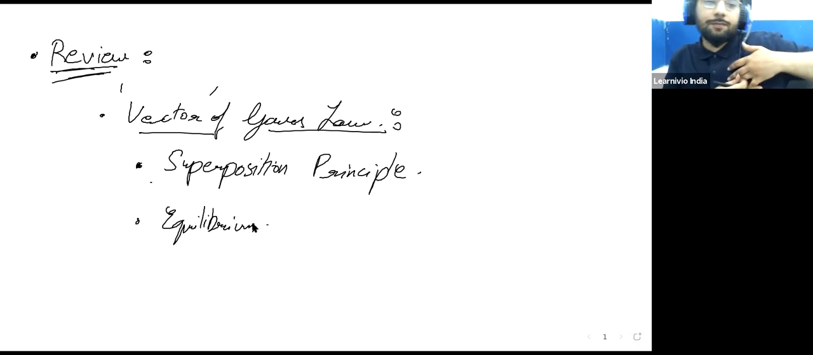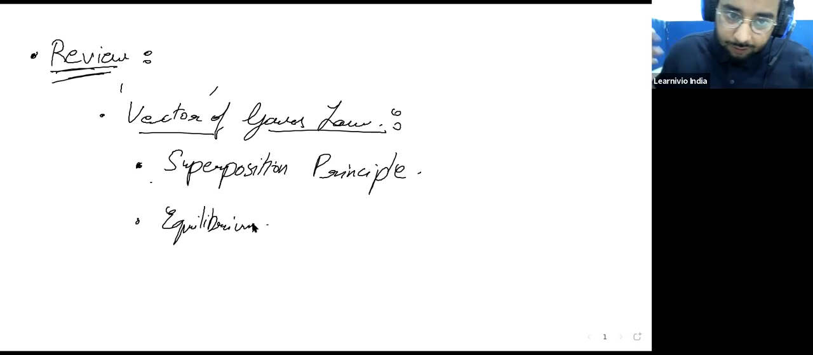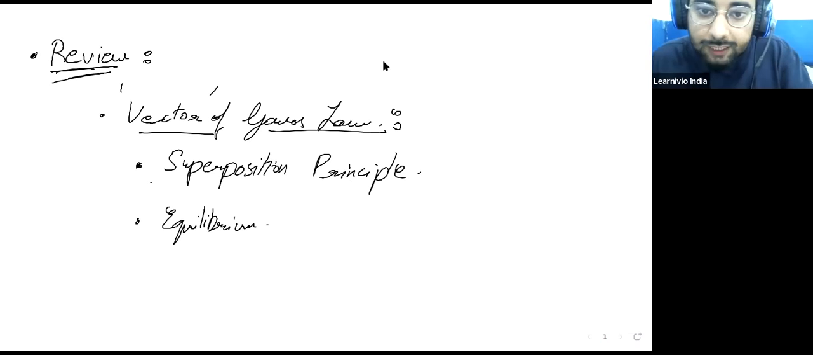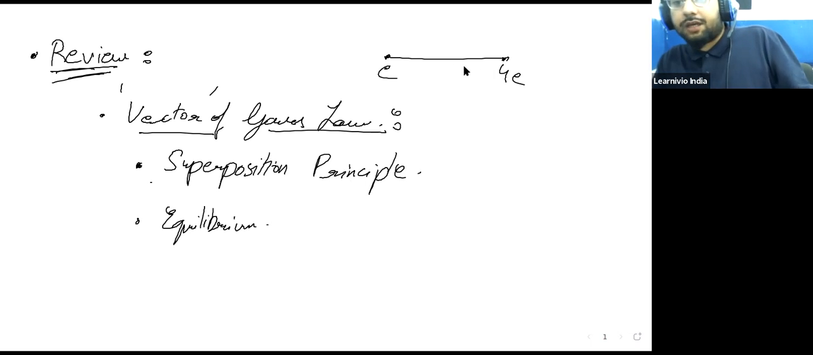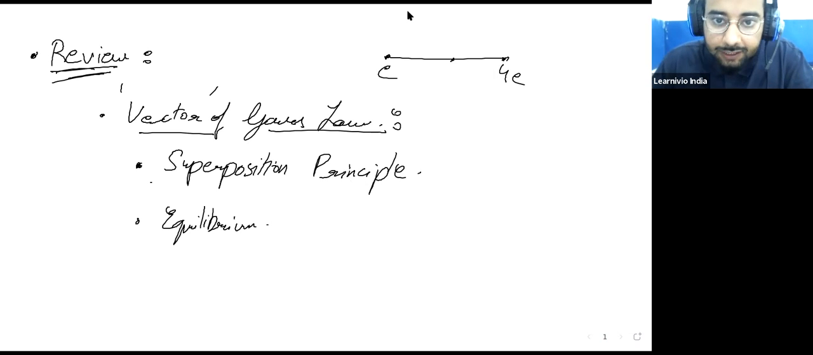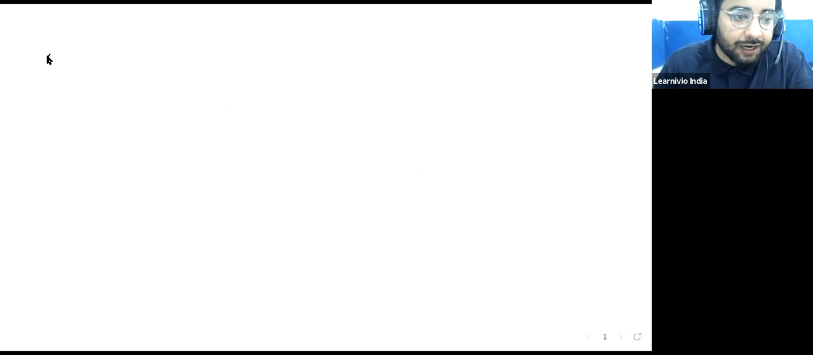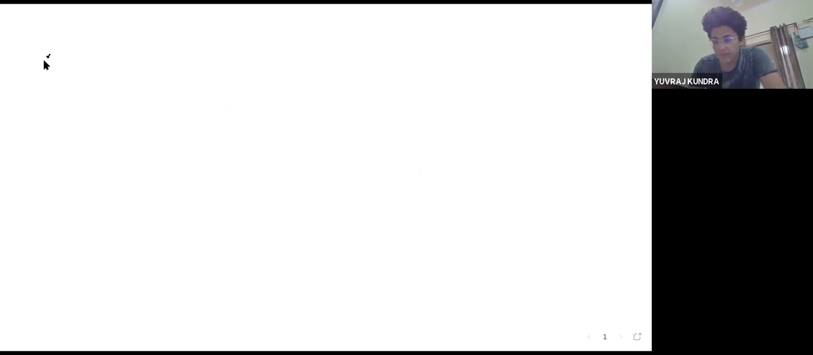And then we did a couple of problems on equilibrium. The problem that we tackled was a one-dimensional problem where you had two charges, a charge E and a charge 4 times E, and we wanted to figure out what was the equilibrium point. If you had a test charge kept in the middle, what is the point of equilibrium? That was A by 3. Yes, the answer was A by 3.